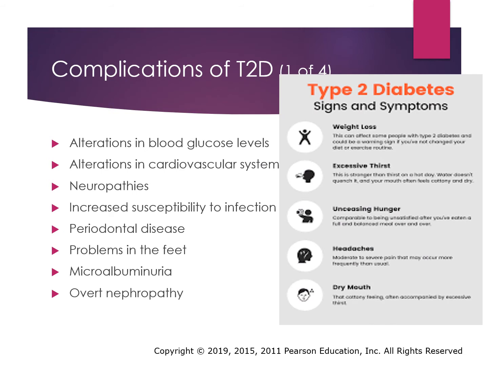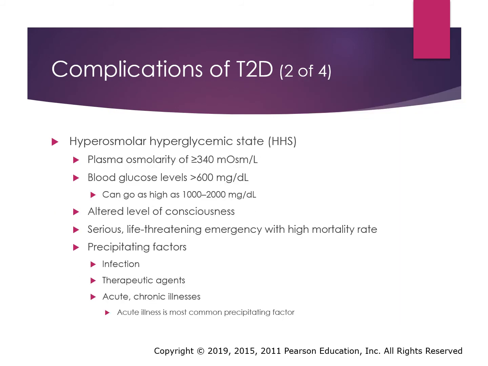Some of the complications are alterations in your blood glucose levels and alterations in your cardiovascular system. Again, this list looks a little bit like type 1: neuropathies, your dental problems, issues with your feet, issues with your kidneys. And then it talks about a condition, hyperosmolar hyperglycemic state. This occurs in individuals who have type 2 diabetes, and it's characterized by a plasma osmolarity of 340 or greater.